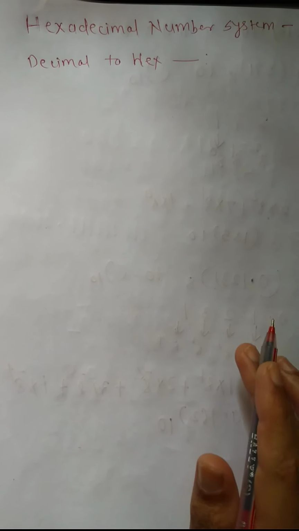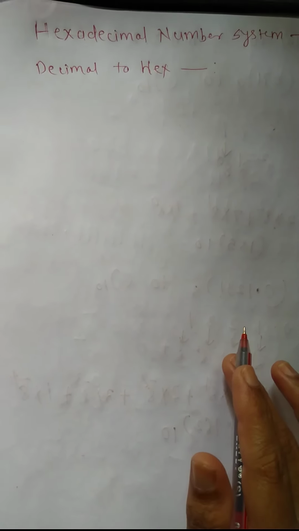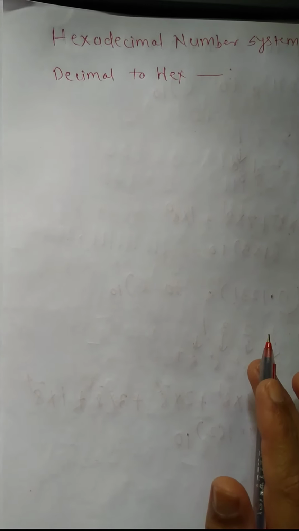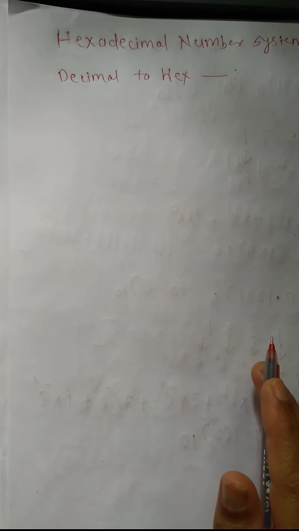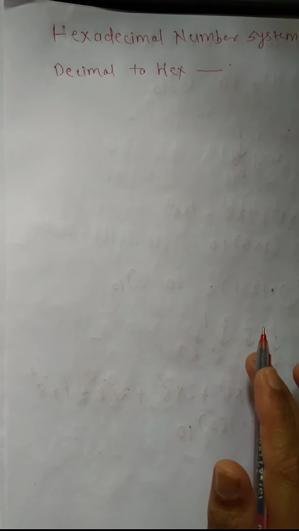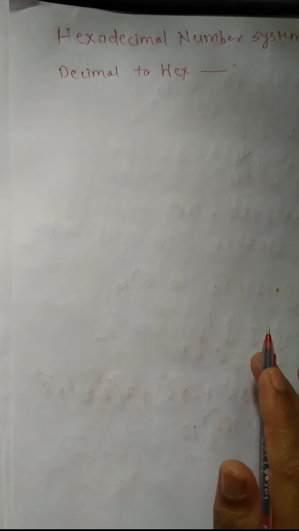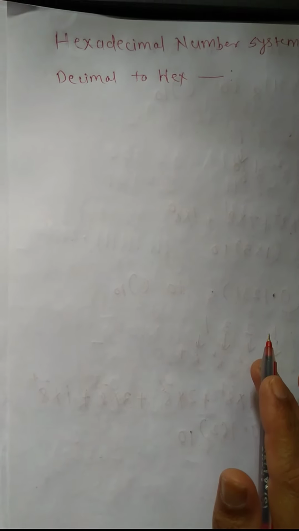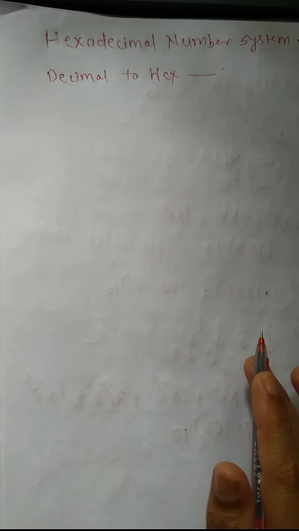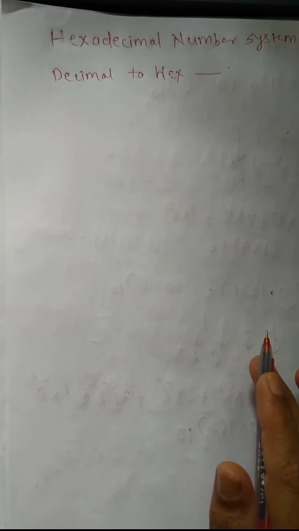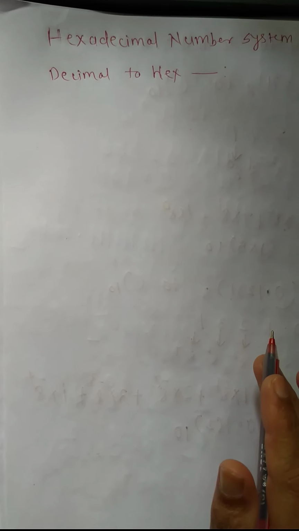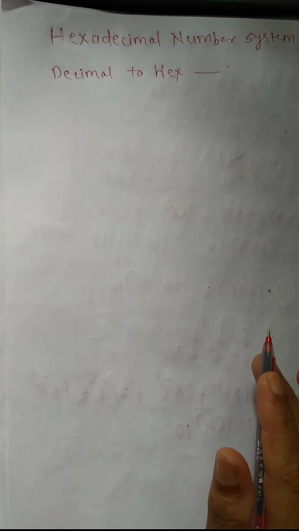0 to 9 in binary and hexadecimal are represented the same, but after that, 10 to 15 in the hexadecimal number system are represented as A, B, C, D, E, F. First conversion, decimal to hex. In this case, the decimal number is divided by 16, and if that number is a fraction number, then we multiply the fraction by 16 up to the required number of significant digits.